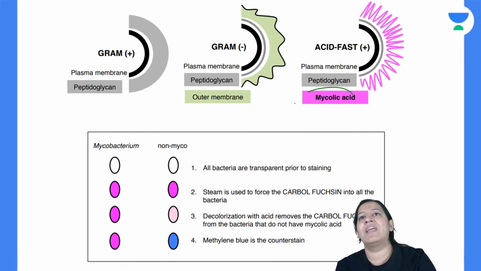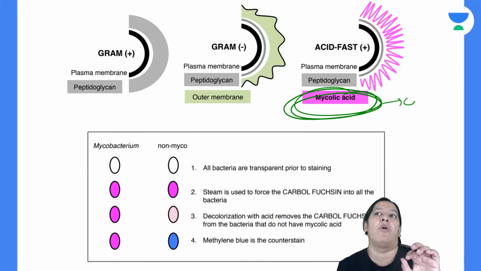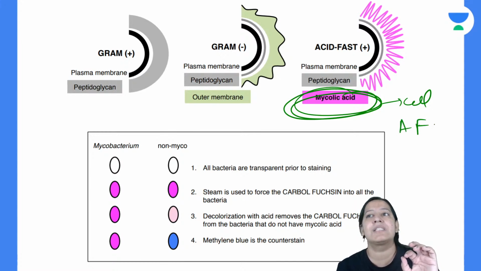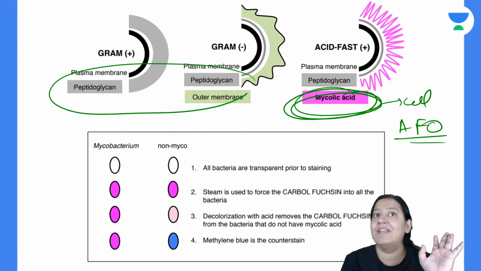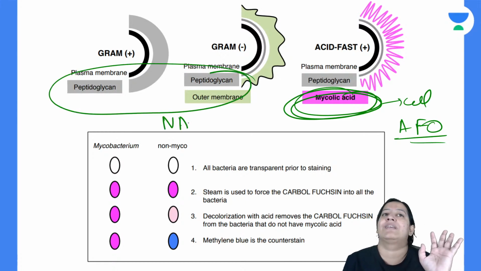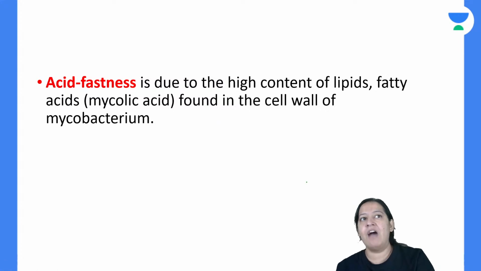So all those bacteria which have mycolic acid in their cell wall are acid fast organisms, and all the bacteria which do not have mycolic acid, they have peptidoglycan in their cell wall, are known as non-acid fast. So out of the 40 bacteria we are dividing.